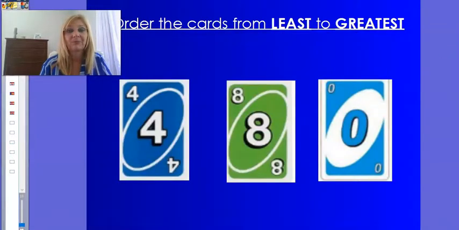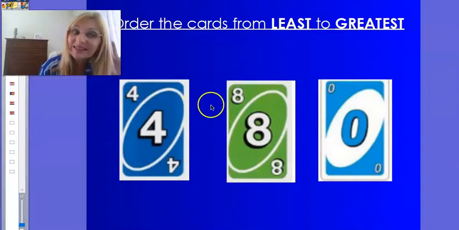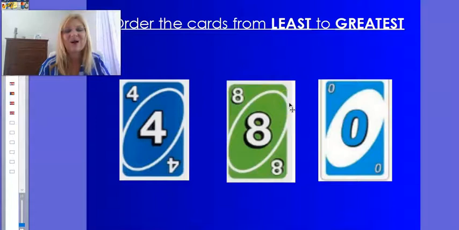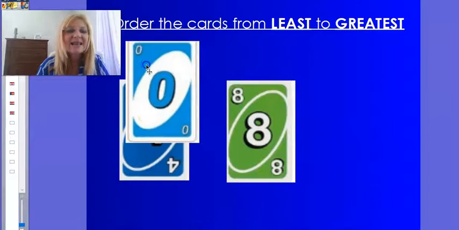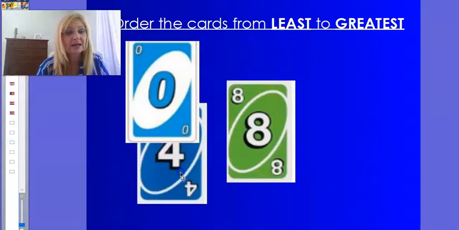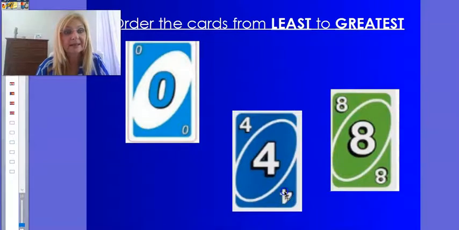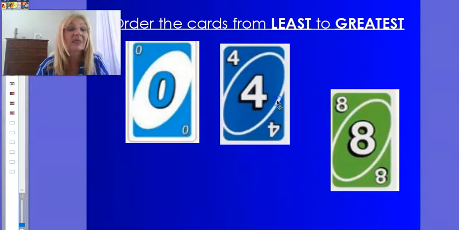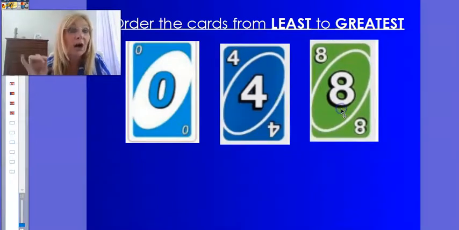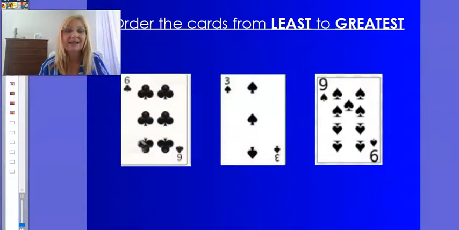Excellent. Now, one more. We have what? 4. What else? 8 and a what? 0. So which one of these numbers is the smallest, the least? Yes, 0. And then what? Which is bigger, 4 or 8? 8 is bigger, so we don't want that one next, do we? We want this one. We're saving the largest, the greatest for the end. 0, 4, 8. Beautiful.